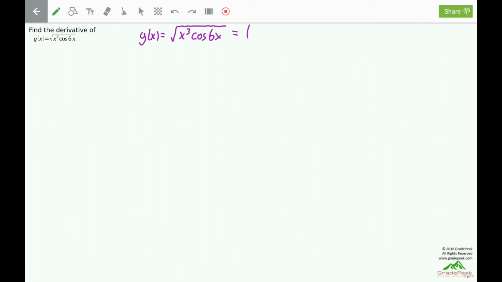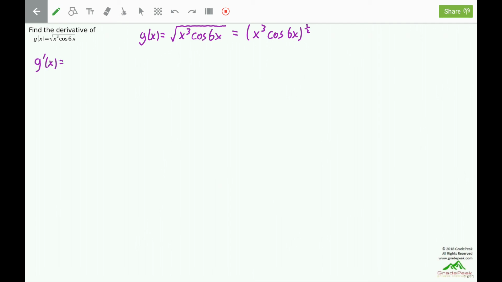The first thing I'm going to do is rewrite that square root as a fractional exponent. It is first power, second root, so 1/2 power. And that's the outermost function, so we're going to start with that, the power rule on that 1/2 power. But as part of the chain rule, we have to take the derivative of the inside, and the inside is a product, so the chain rule will make a product rule happen here.